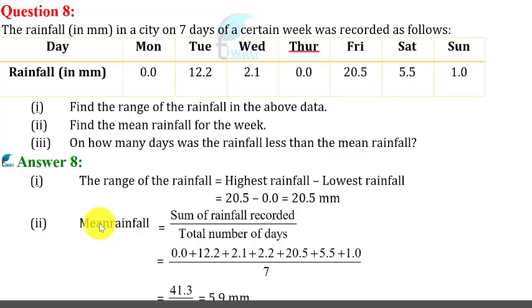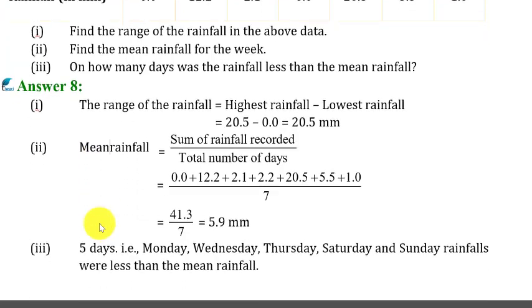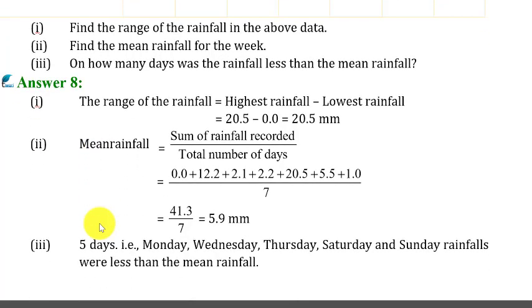So mean rainfall is equal to sum of rainfall recorded divided by total number of days. Sum of rainfall means you have to add all days' rainfall. So it will be 0.0 plus 12.2 plus 2.1 plus 0.0 plus 20.5 plus 5.5 plus 1.0. The number of days is 7, so the denominator is 7. So the sum of all numerators is 41.3 divided by 7. Then the quotient we get here is 5.9 millimeters.